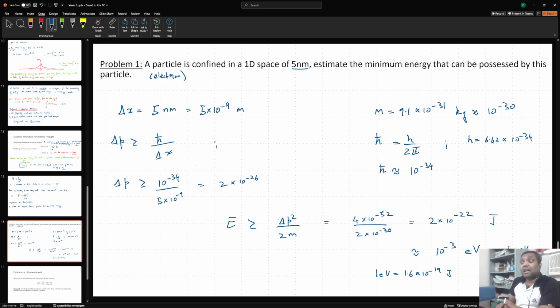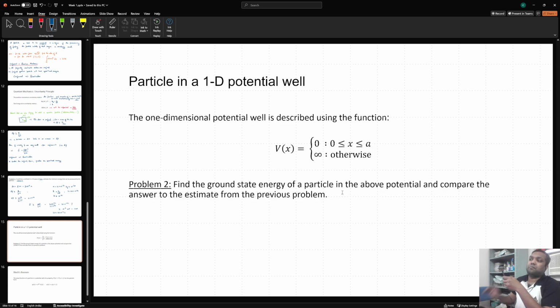It means that at least 1 milli electron volt of energy should be possessed by an electron that is confined in a 1D space of 5 nanometers. So this is a soft estimate that we have. Let us see how this translates into an actual example. Now we come to what is called the 1D problem of the particle in a 1D potential well. It is also referred to as a 1D infinite well, or alternatively a 1D square well.